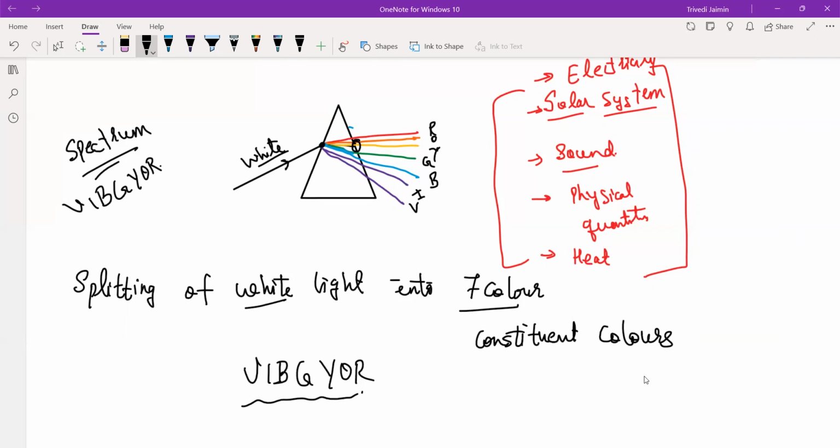So now how to form this one? We need one screen here so that we can form the image, or the forming of rays we can obtain on the screen. White color we cannot see, but if there are red, yellow, orange, we can identify, okay, this is VIBGYOR.